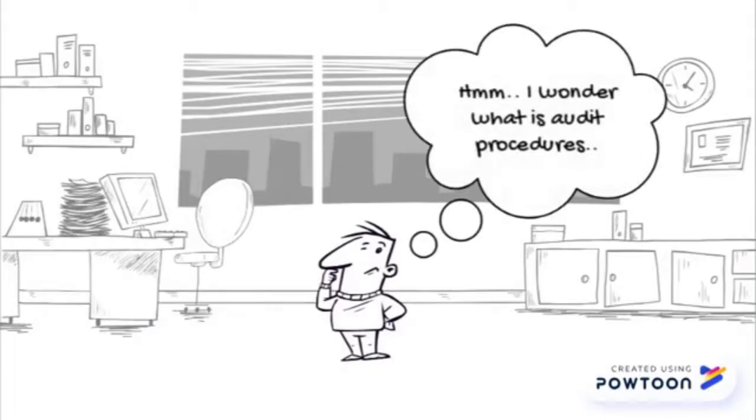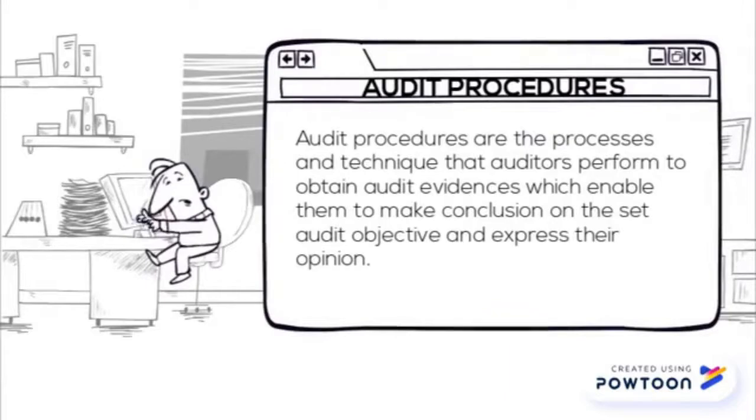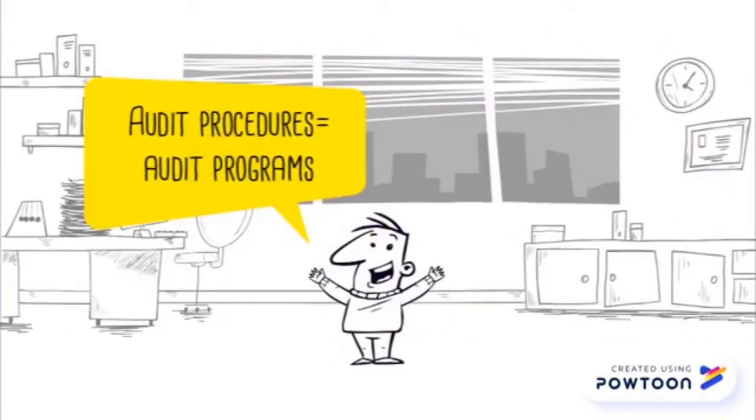I wonder what audit procedures are. Audit procedures are the processes and techniques that auditors perform to obtain audit evidence, which enables them to make conclusions on the set audit objective and express their opinion. Sometimes we call audit procedures an audit program.